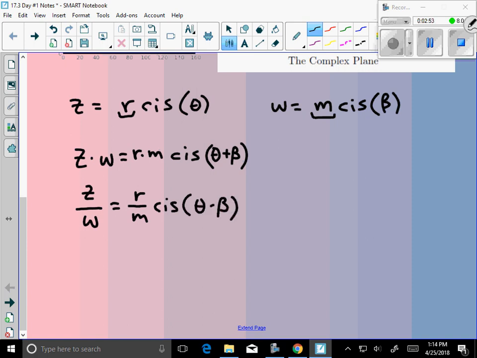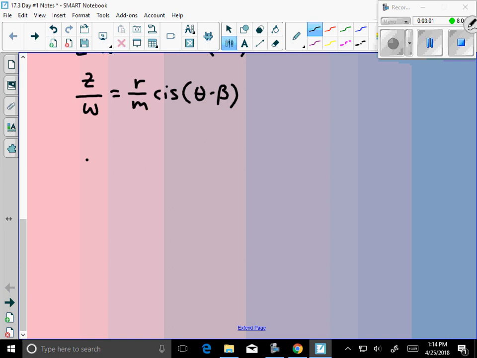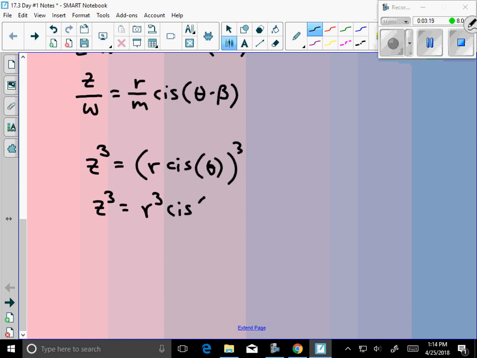Okay, this is our friend DeMoivre's. Okay, so what do you think happens here? If I take Z to the 3rd power, would you agree that that's this? Well, DeMoivre's says that that would be this. We would take whatever our modulus is to that power, but we would multiply our angle by 3.